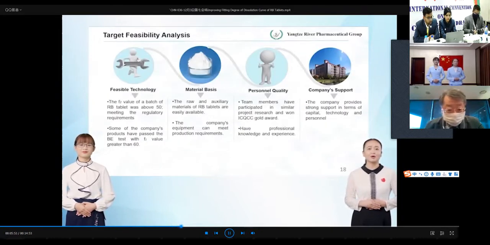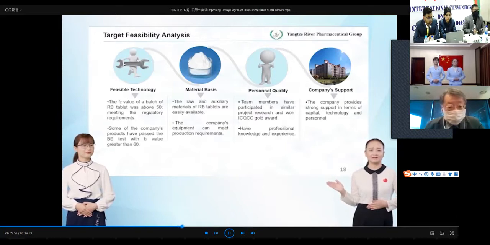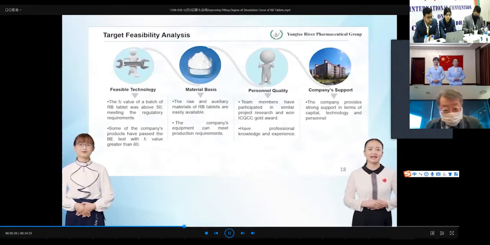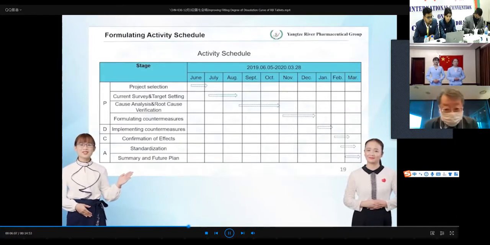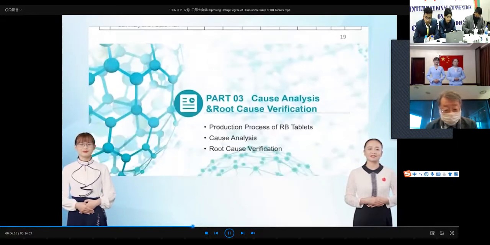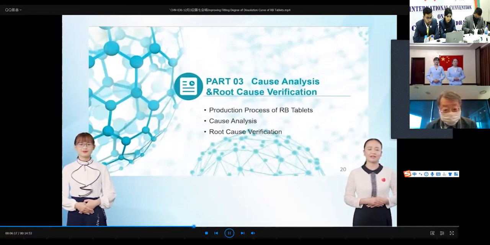After setting the target, we made analysis on technology feasibility, material basis, personnel quality, and company support. All the team members believed that the target was achievable. We also formulated a QC activity schedule as per PDCA cycles and carried out QC activity based on this schedule. The next part is cause analysis and root cause verification.